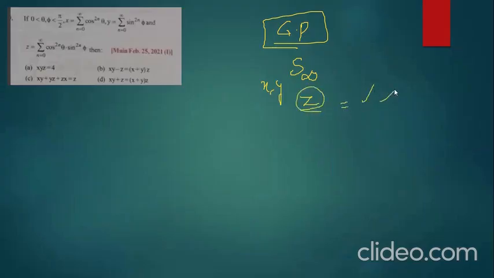So in this way, mainly you have to observe the GP series and the infinite sum formula, and then xy. After getting xy, you try to write z in terms of x and y. That's all.